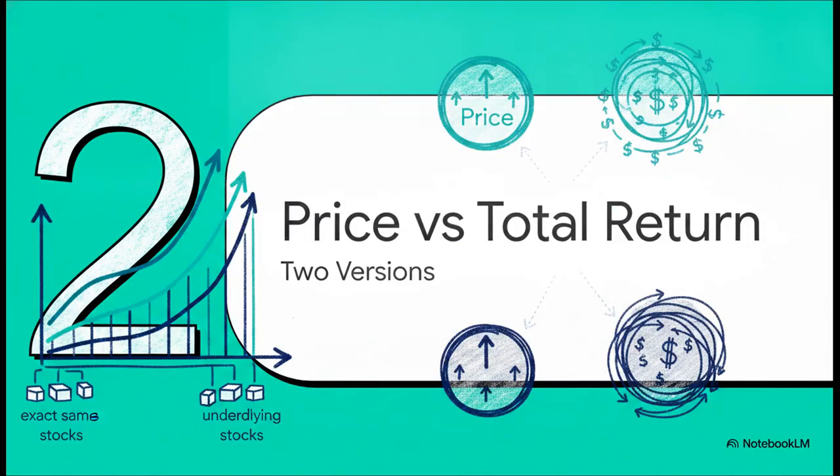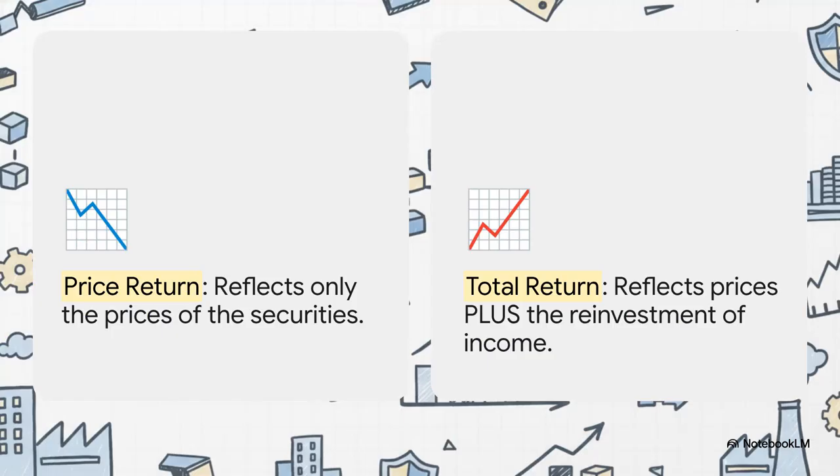Moving on to Section 2, price return versus total return. Okay, this is absolutely crucial. For almost every security market index out there, 2 versions are calculated, a price return index and a total return index. A price return index measures only the price appreciation or depreciation of the securities. That's it. But a total return index measures the price appreciation plus the reinvestment of all income, like dividends or interest received since the index started.